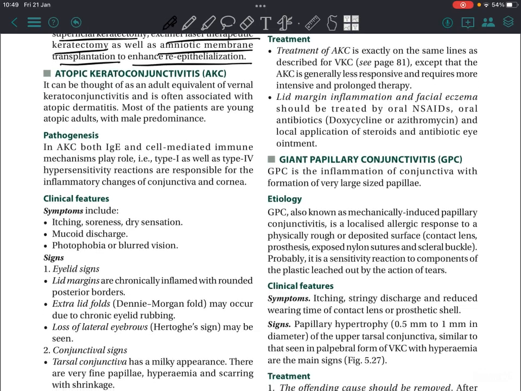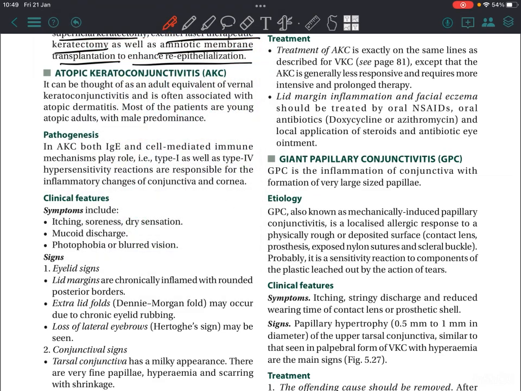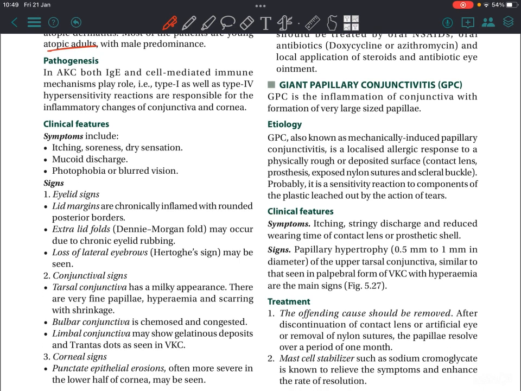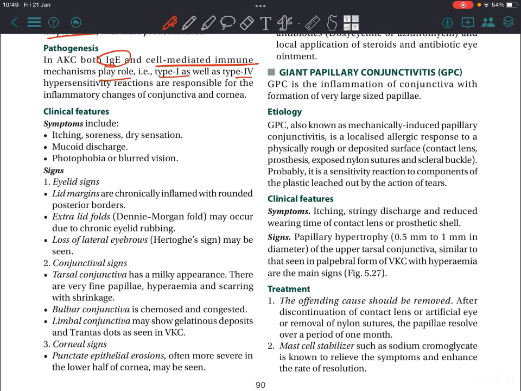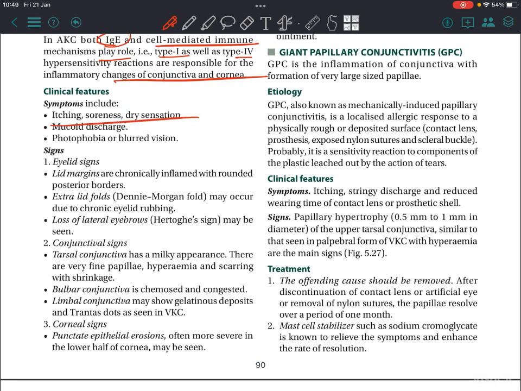Atopic keratoconjunctivitis. It can be thought of as an adult equivalent of vernal keratoconjunctivitis. Most of the patients are young atopic adults. In AKC, both IgE and cell-mediated immunity play a role. Type 1 as well as type 4 hypersensitivity reactions are responsible for inflammatory changes of the conjunctiva and cornea. Symptoms include itching, soreness, dry sensation, mucoid discharge, photophobia, etc.